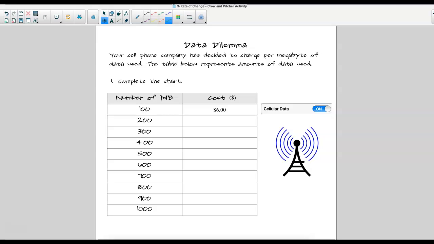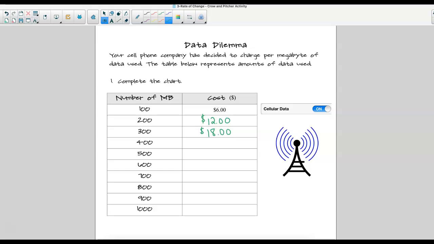Okay, if you use 200 megabytes of data, how much is it going to cost you? $12. If you use 300, it's going to cost you $18 because every 100 megabytes you use is going to cost you another $6.